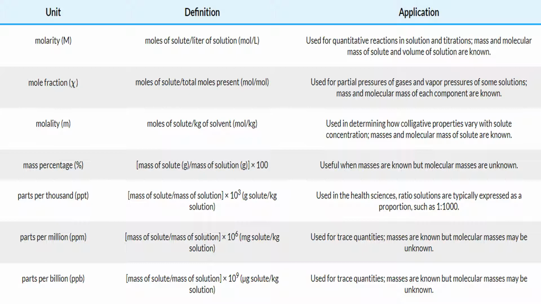The mass percentage can be defined as the mass of solute divided by the mass of solution multiplied by 100. This is useful when masses are known but molecular masses are unknown. The remaining three on this chart are simple parts ratios. An example of when parts per billion will be used is when determining the amount of lead in tap water.